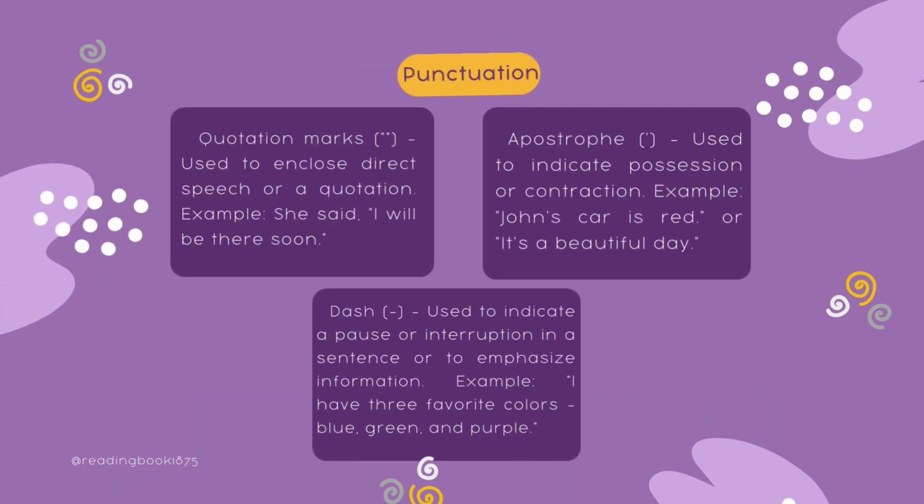Punctuation. 7. Quotation marks, used to enclose direct speech or a quotation. Example: She said, "I will be there soon." 8. Apostrophe, used to indicate possession or contraction. Example: John's car is red. Or: It's a beautiful day.